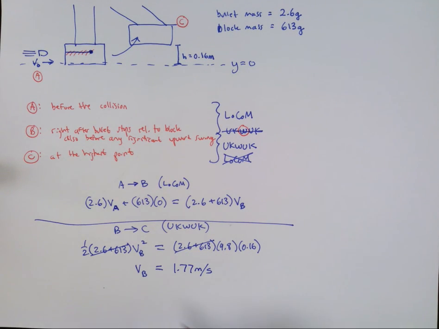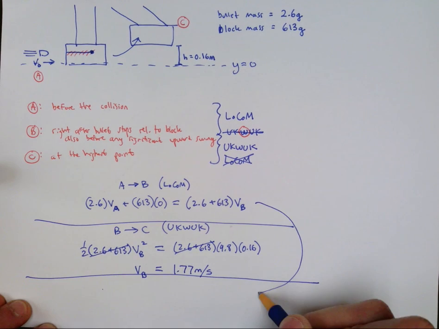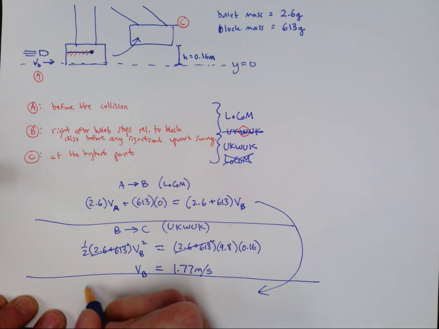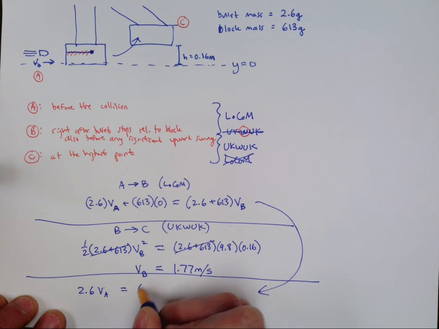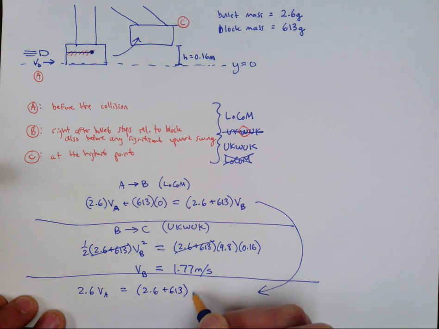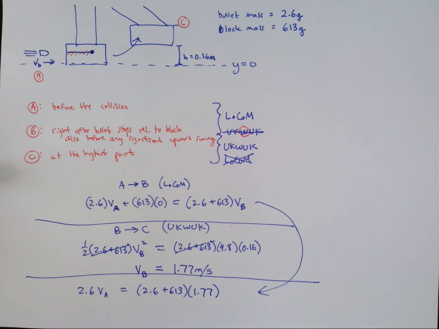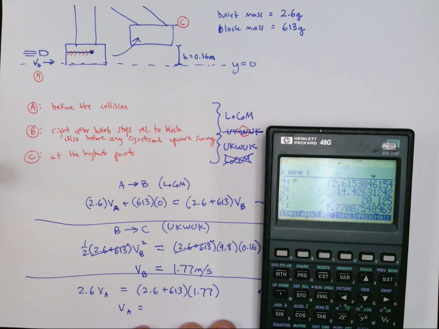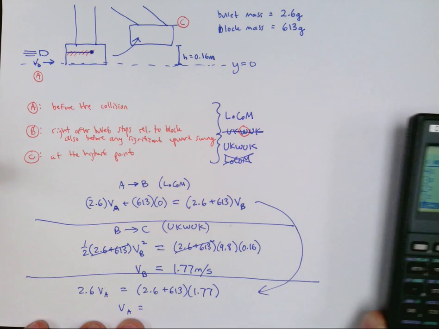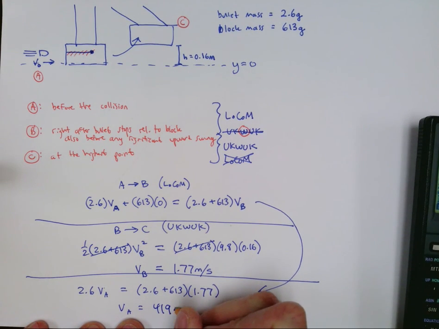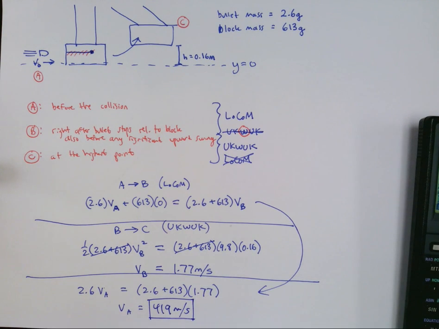So now I can use that information and bring down this equation where I had that unknown and see what happens. So I have 2.6 VA on the left side, and on the right side I have 2.6 plus 613 times, now I know the number is 1.77. So I can find out what the speed at A is equal to, and let's see what I get. So 2.6 plus 613 multiply by 1.77, divide by 2.6, and the answer that I get is 419 approximately meters per second. 419, let's say, meters per second. And that's the answer to our question.